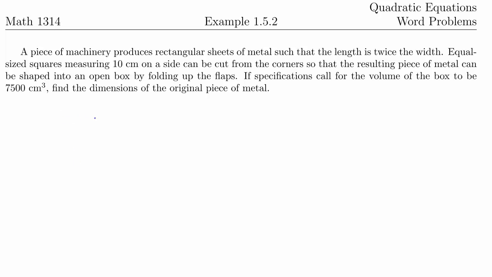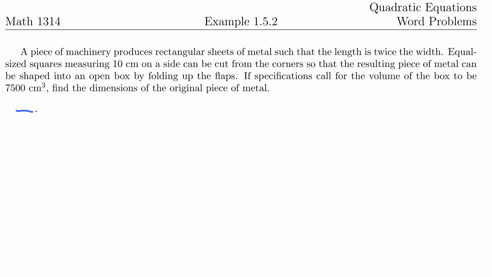A piece of machinery produces rectangular sheets of metal so that the length is twice the width. Equal sized squares measuring 10 centimeters on a side can be cut from the corners so that the resulting piece of metal can be shaped into a box by folding up the flaps. If specifications call for the volume of the box to be 7,500 cubic centimeters, find the dimensions of the original piece of metal.